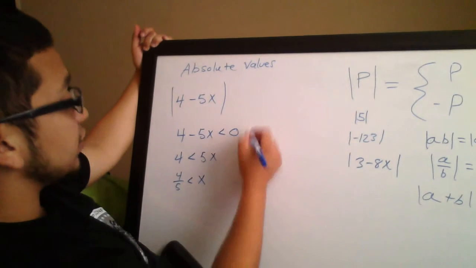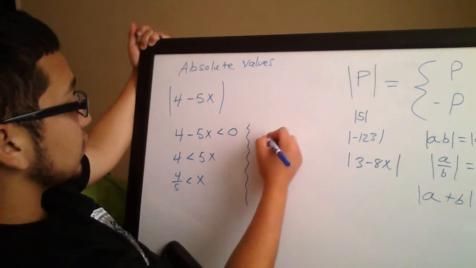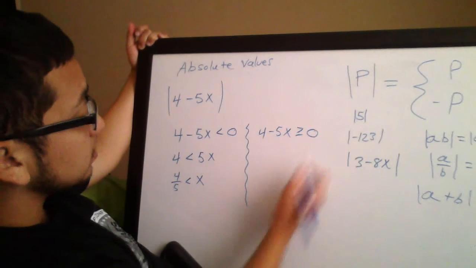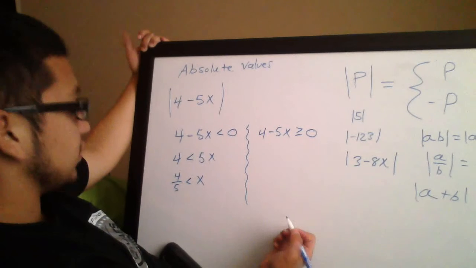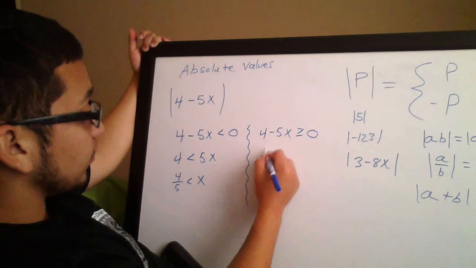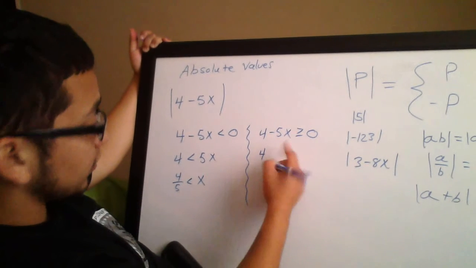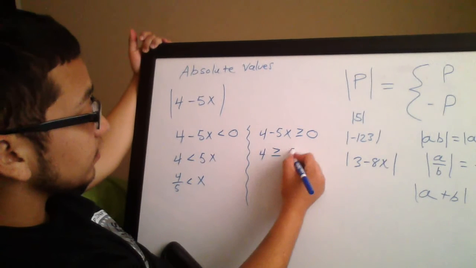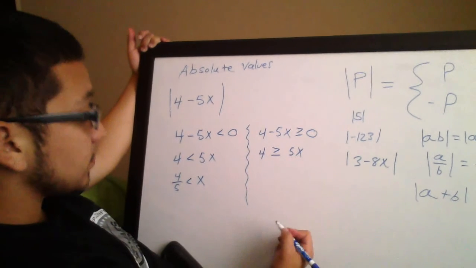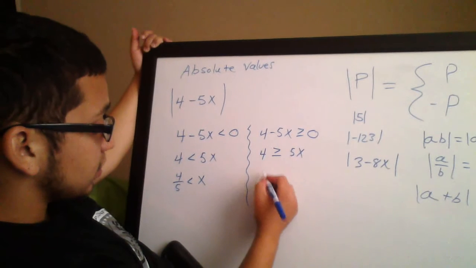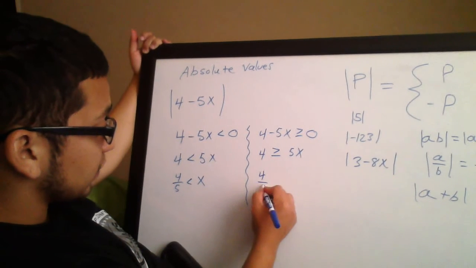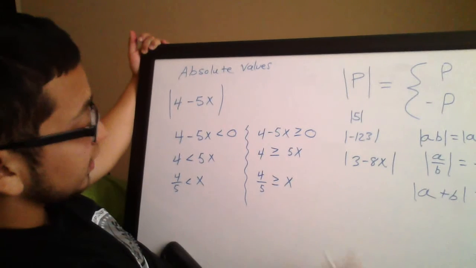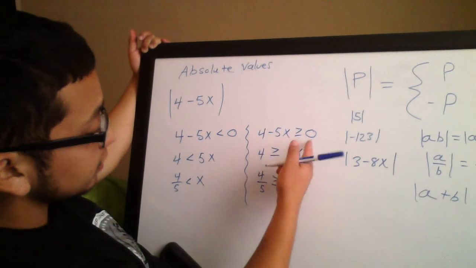And then you do it for the other case, which is 4 minus 5x is greater than or equal to 0. And you would solve this just like we did this side. So you have 4 is greater than or equal to 5x, moving the 5x to the other side, and divide by 5. So you have 4 over 5 is greater than or equal to x if 4 minus 5x is greater than or equal to 0.